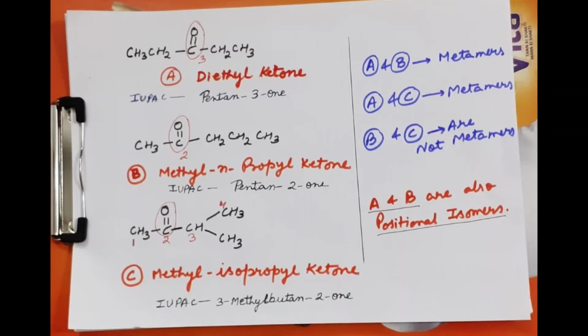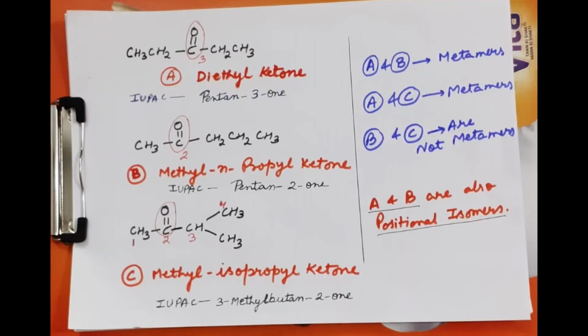But in the case of B and C, they are not the metamers, because in both cases, on either side of the carbonyl group, the same number of carbon atom chain is there. So that is why B and C are not the metamers.